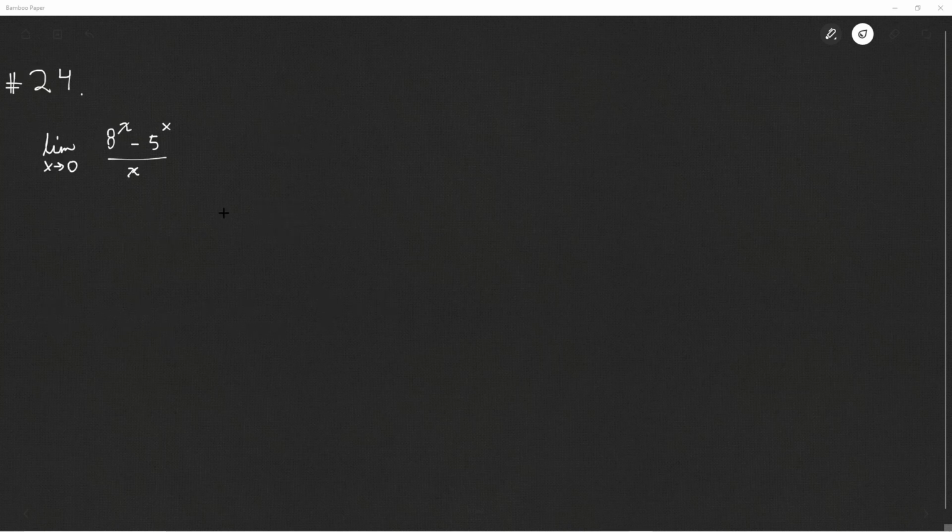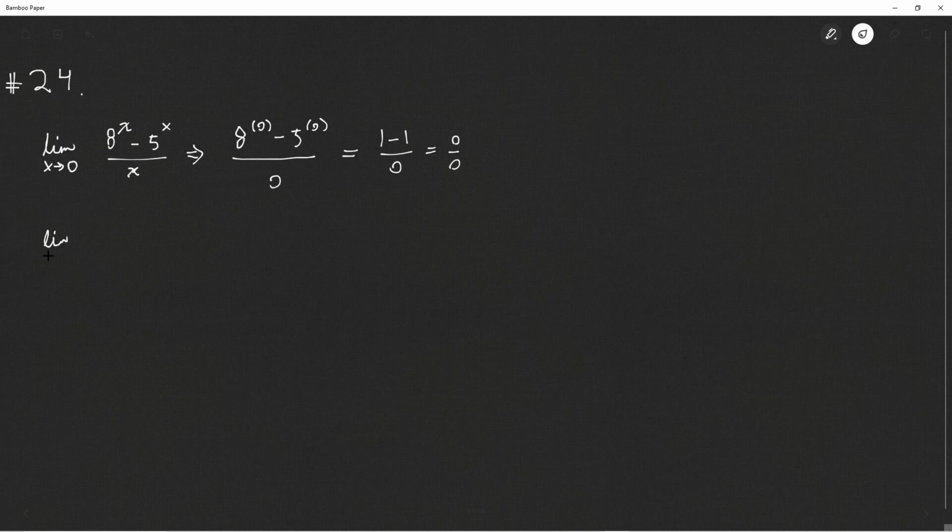Now we have question 24, which is the limit as x approaches 0 of 8 to the power of x minus 5 to the power of x, all divided by x. So when we plug in our 0, it becomes 8 to the power of 0 minus 5 to the power of 0, all divided by 0. And if you remember, anything to the power of 0 just becomes 1. So this will just be 1 minus 1 divided by 0, which is 0 over 0, allowing us to use L'Hopital's rule.